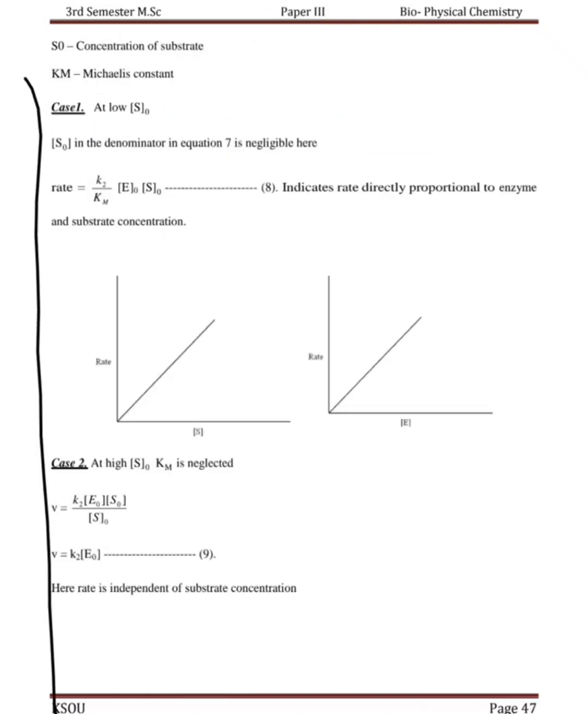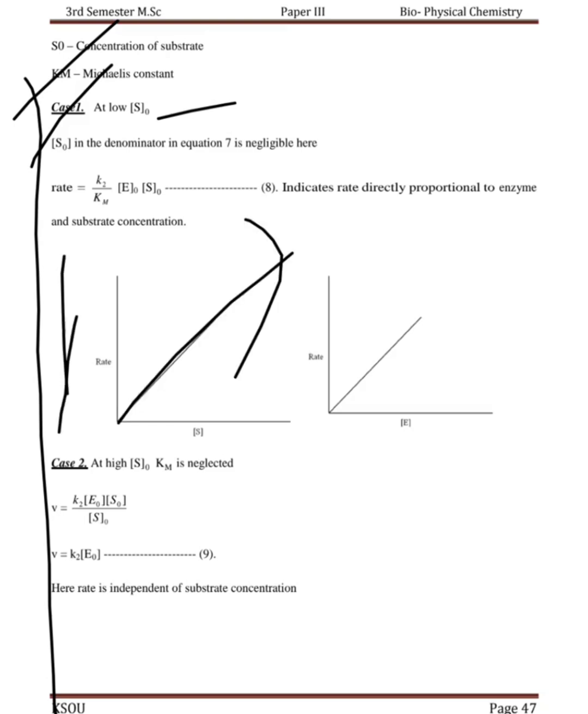So we are going to study it in different cases. In case 1, when the concentration of the substrate S naught is low, the rate of reaction is increasing linearly. So that we can see in the plot. As the concentration of the substrate is increased, the rate of reaction also increases. So here the rate is dependent on the substrate concentration.